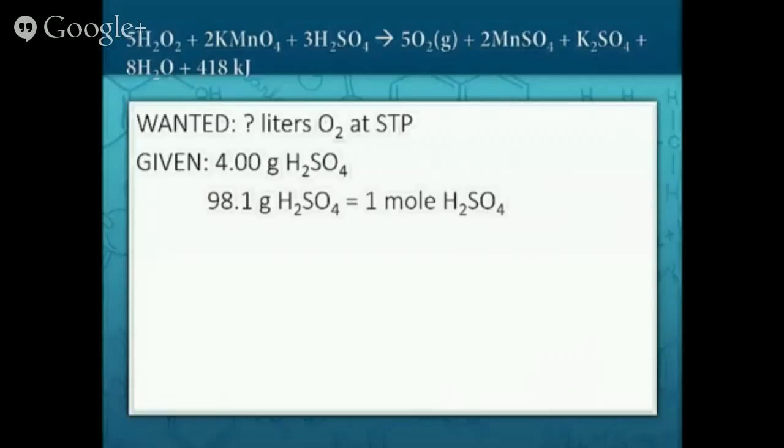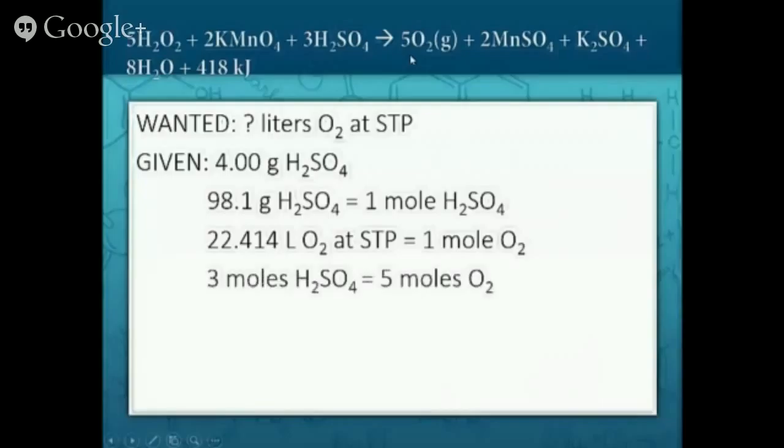We're also going to need to convert liters of oxygen to moles, and we know that a gas at STP has a molar volume of 22.414 liters. So 22.414 liters of any gas at STP is 1 mole of that gas. And of course, since we're dealing with 2 different species, sulfuric acid and oxygen, we need the molar ratio between the 2. And we know that from the balanced equation, 3 moles of sulfuric acid make 5 moles of oxygen. So now we're ready to set up our problem.